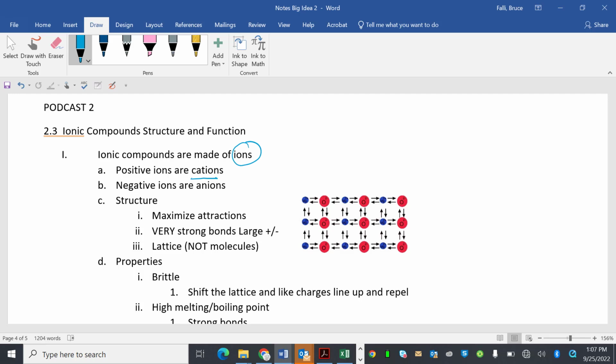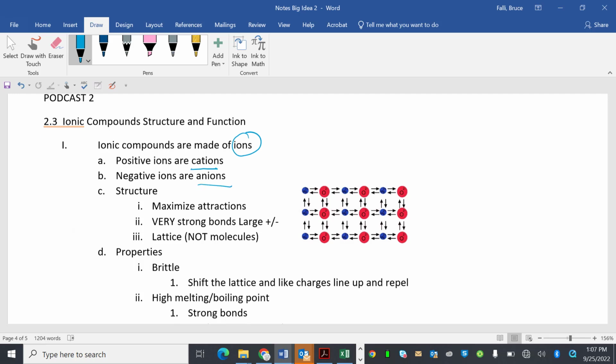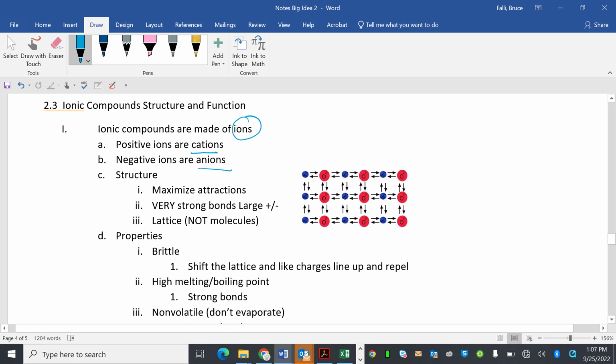Positive ions are called cations. Negative ions are called anions. Try not to mispronounce those. They make us all look bad. So they're not cations nor anions.